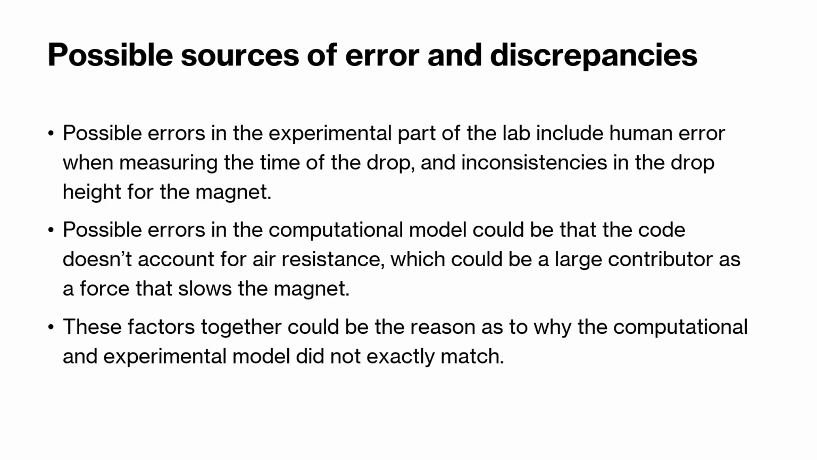Possible sources of error and discrepancies. Possible errors in the experimental part of the lab include human error when measuring the time of the drop and inconsistencies in the drop height for the magnet. A possible error in the computational model could be that the code doesn't account for air resistance, which could be a large contributor as a force that slows the magnet. These factors together could be the reason the computational model and the experimental model did not exactly match, as the computational model was 1.875 seconds, while the experimental model was 2.04.